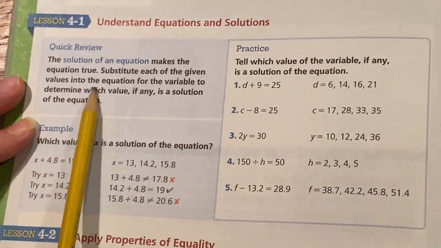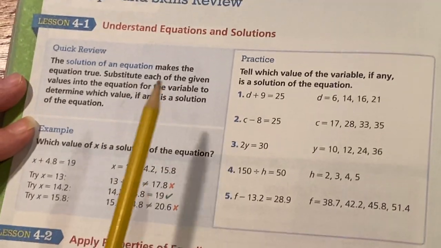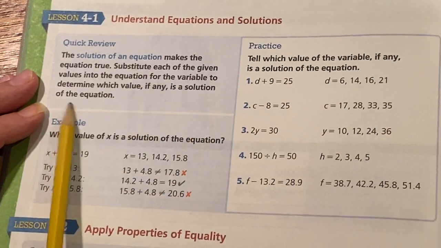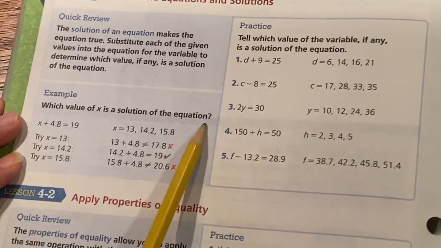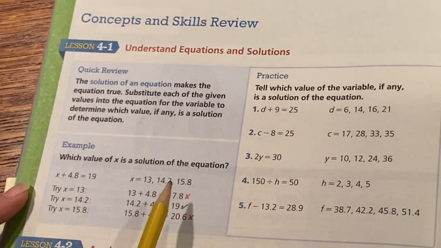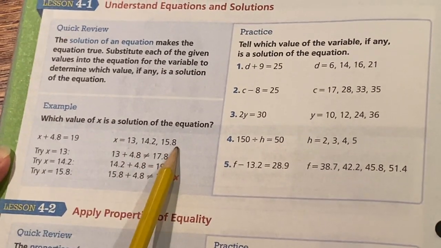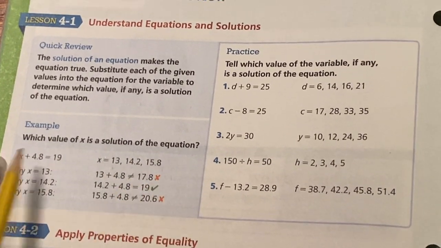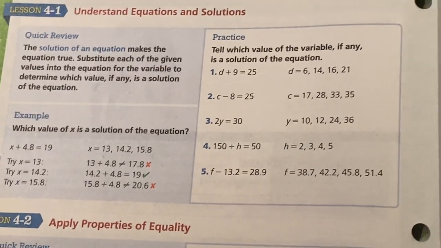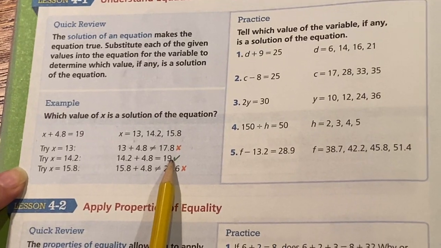Substitute each of the given values into the equation for the variable to determine which value, if any, is a solution of the equation. Okay, so which value of x is a solution to the equation? And it gives you some possibilities: 13, 14.2, or 15.8. If you substitute those values in for x, you'll see which one or ones work. And in this case, it is 14.2. That's the one that works.